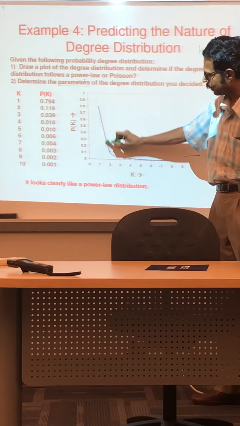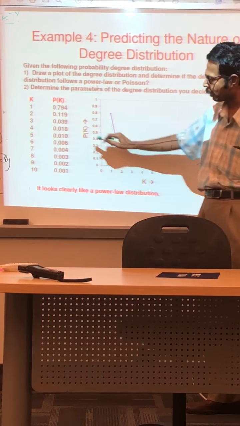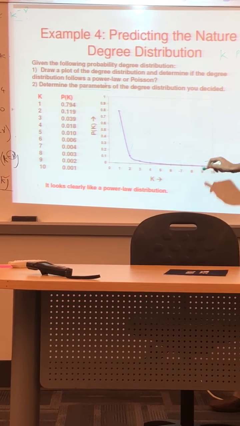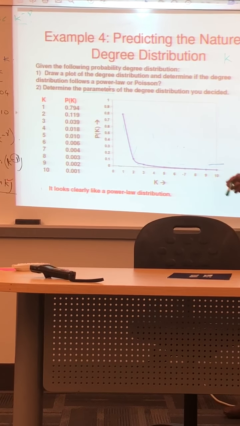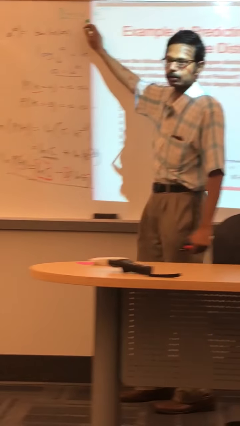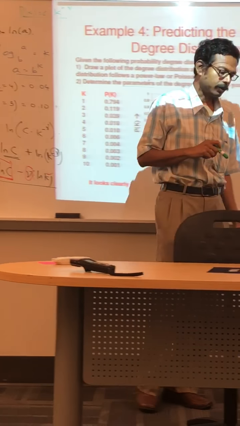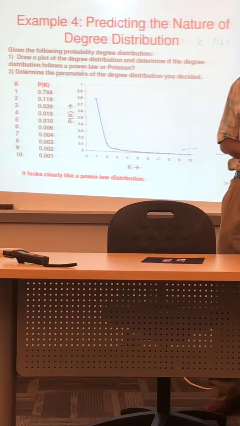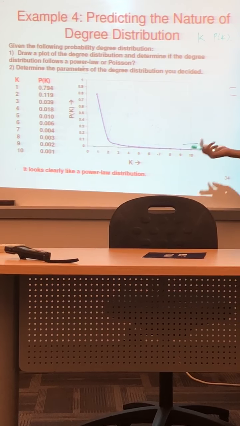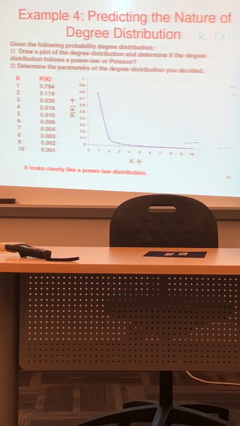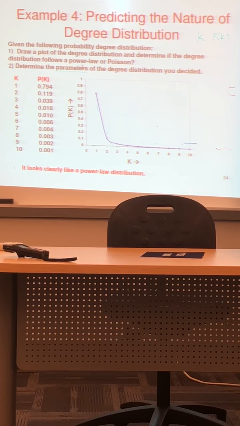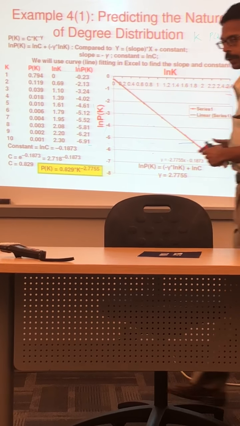So if the degree distribution, K versus P of K, comes out like this, then you can go ahead and try to fit this data to this model and find the constants C and gamma. You also find the kurtosis and see what the value is. Let us see how to do this curve fitting now.